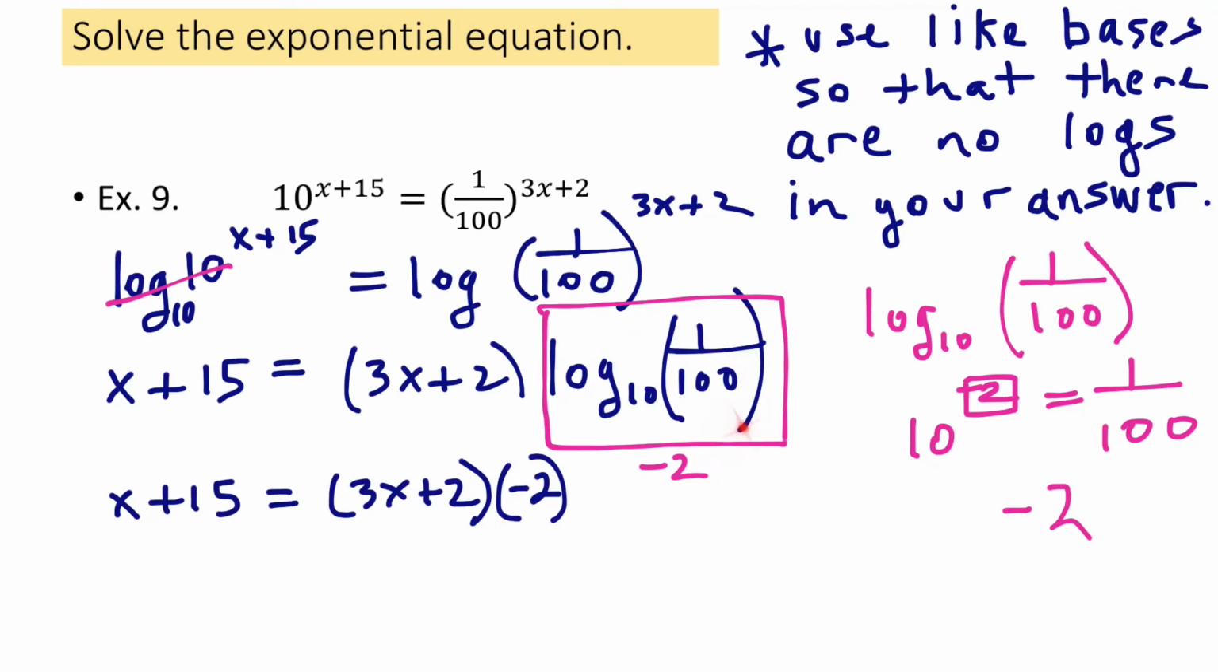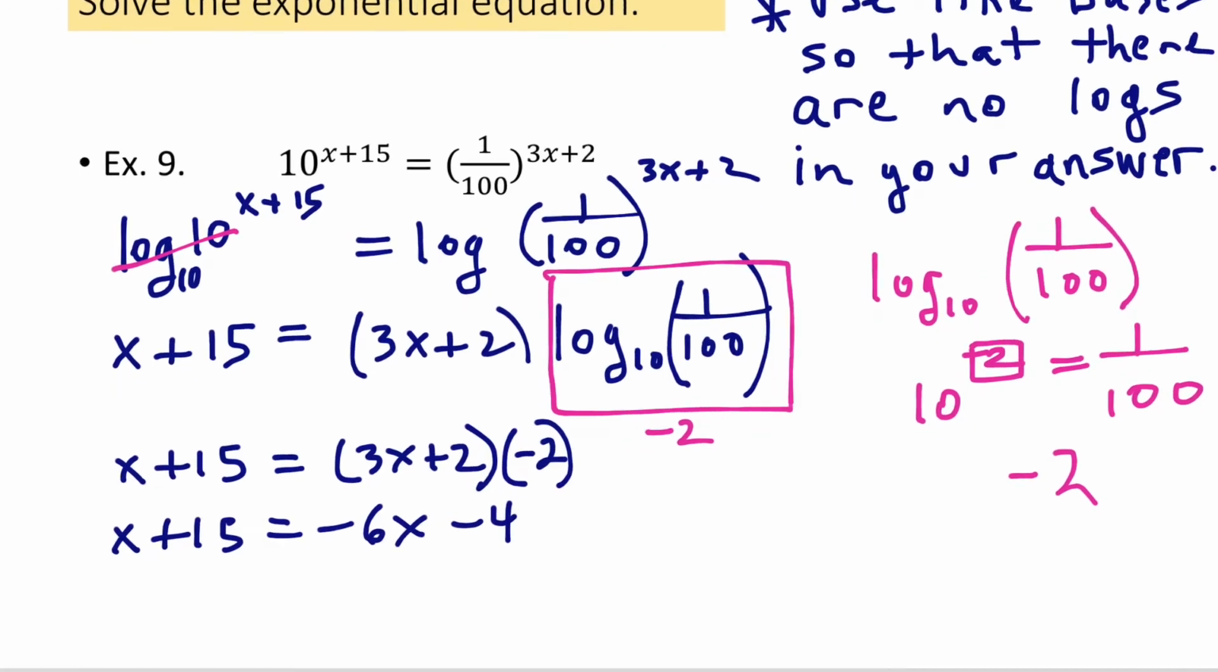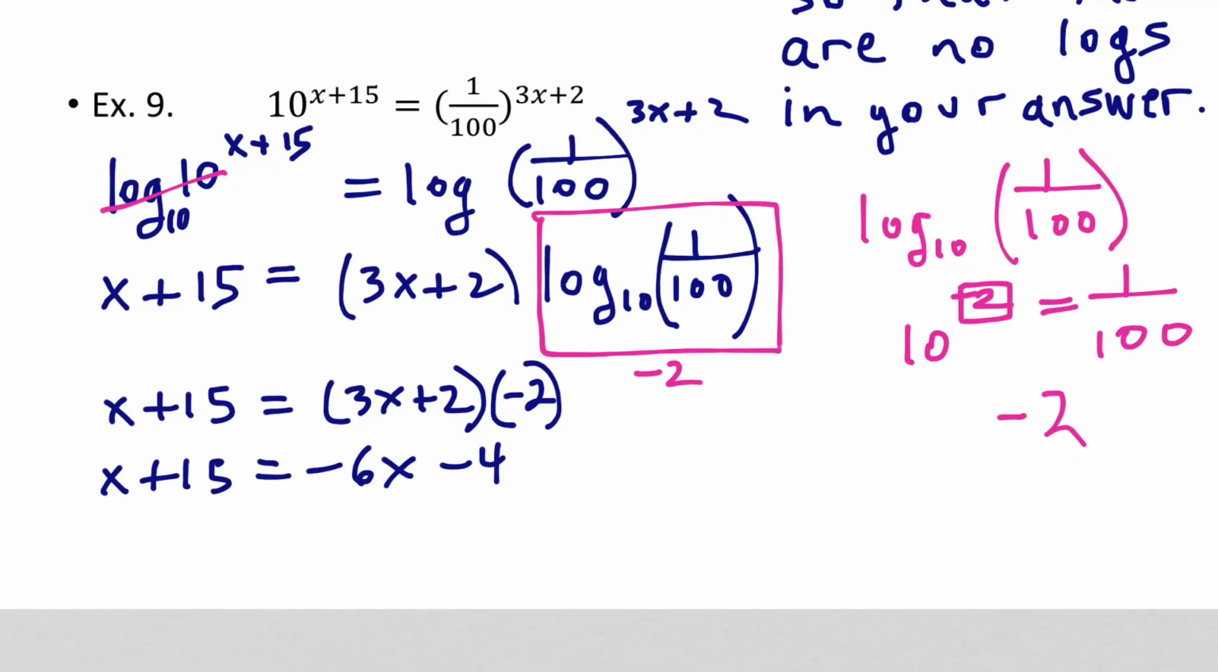So I replaced this with -2, and now I've got a linear equation without any logs in it. So we can solve that. We can say x plus 15 is equal to negative 6x minus 4. So if I bring my x's to the left, I'm going to add 6x to both sides. If I bring my other numbers to the right, I'm going to subtract 15 from both sides and then divide by 7. So I should get x is equal to negative 19 sevenths. So I've got my answer without logs in it.